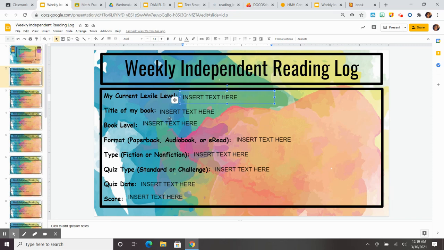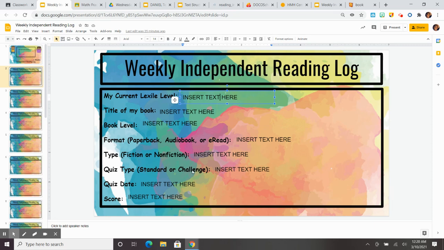All right, book level. Format, is it a paperback, audio book? Audio means did it read to you? Audio, you listen to it. Or is it an e-read? Is your book an e-read? And what type is it, fiction or nonfiction? Is it real or not real? What type of quiz is it? Is it standard or challenge?